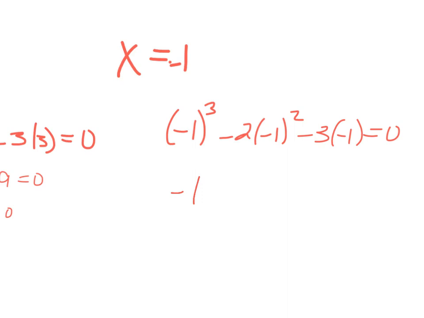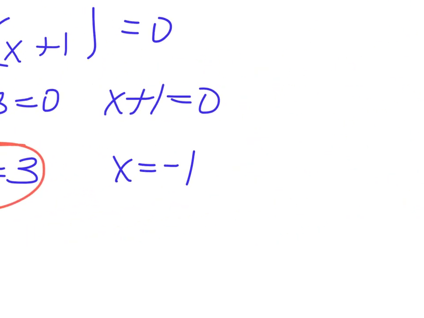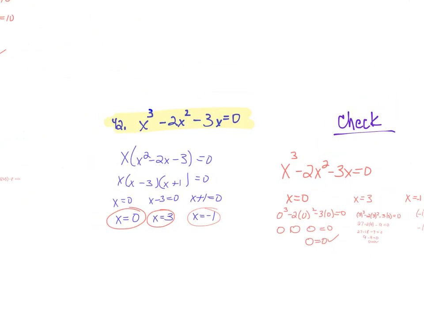power equals 1. All right, so I have negative 1 squared is 1 times negative 2 gives me negative 2. What's negative 3 times negative 1? Negative 3. No, negative times a negative is a positive. Good. So I have negative 3 plus 3 equals 0. 0 equals 0. What do I know? 0 equals 0. So x equals negative 1 is a solution.